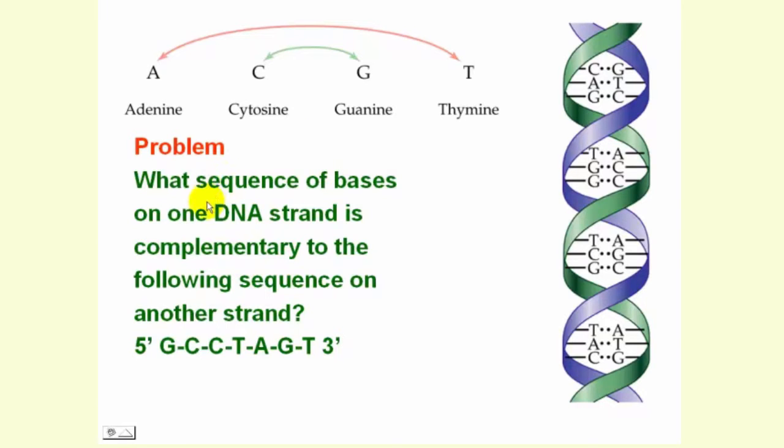So let's go ahead here. What sequence would be complementary to this sequence here? So what we would have is a G with a C with a G, C, G, T, A, T, G, C, T, A. And remember, the first strand is from the 5' to 3'. The complementary would be the 3' to the 5'.